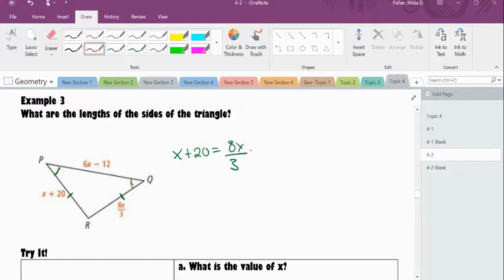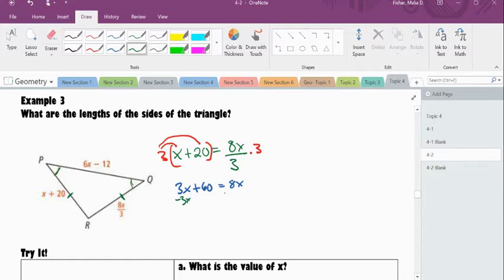To get rid of that 3 in the denominator, we're going to multiply both sides times 3. And make sure you're careful when you do this, that you're using the distributive property and multiplying the whole side by 3. So that becomes 3x plus 60 equals 8x. And we can subtract 3x.